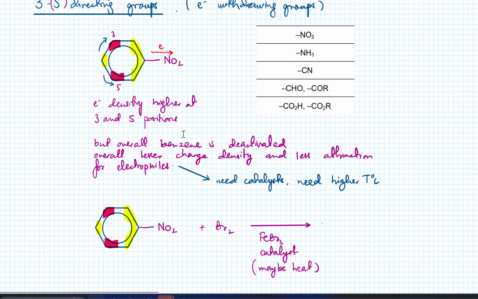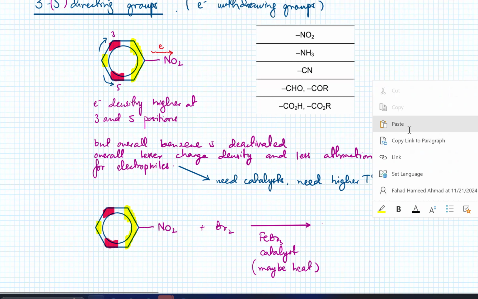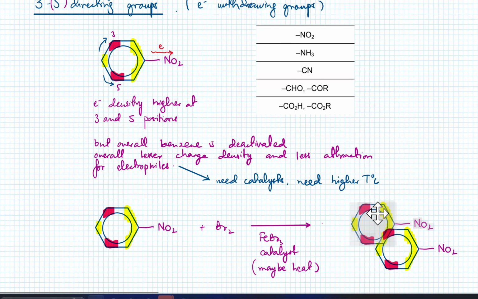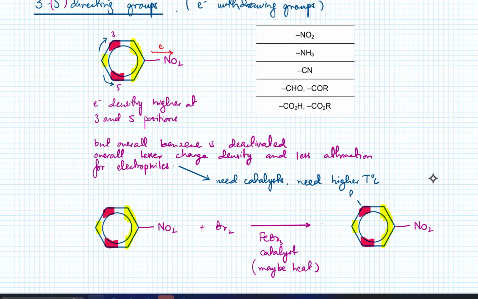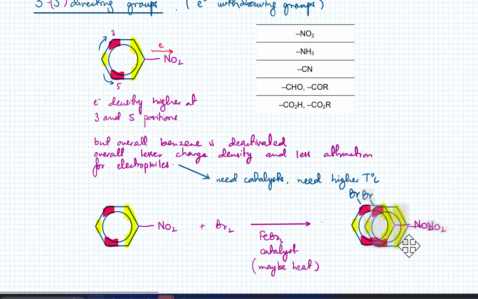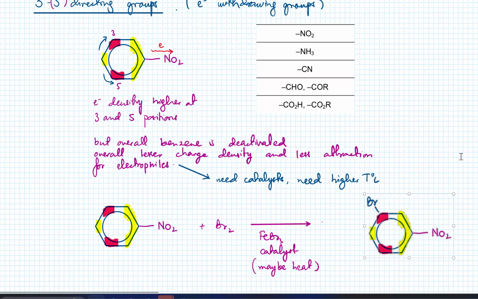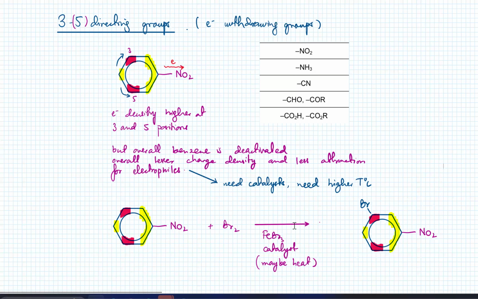As a product, the product is going to be, sorry, one second. So the product in this case will be that the bromine will get attached to position 3, or the other position which is also 3. Is this clear? Yes, sir.